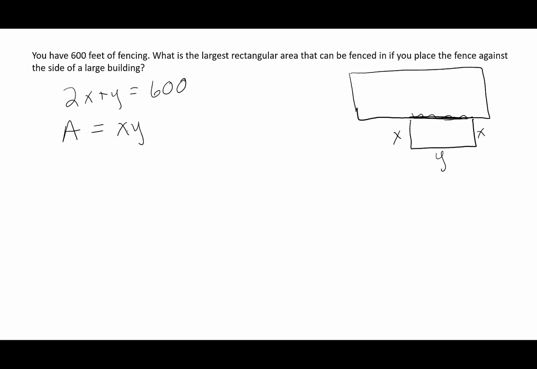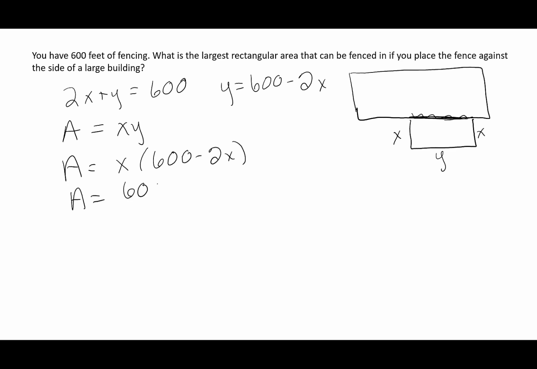The trick is we only want to have one variable, so I'm going to change this 2x plus y is 600 to y is 600 minus 2x. Now I can substitute that 600 minus 2x in for y, so I have x times 600 minus 2x. So let's start by distributing. I have 600x minus 2x squared, and that looks a little weird to me. I like things to be in descending order, so I'm just going to flip that around real quick.